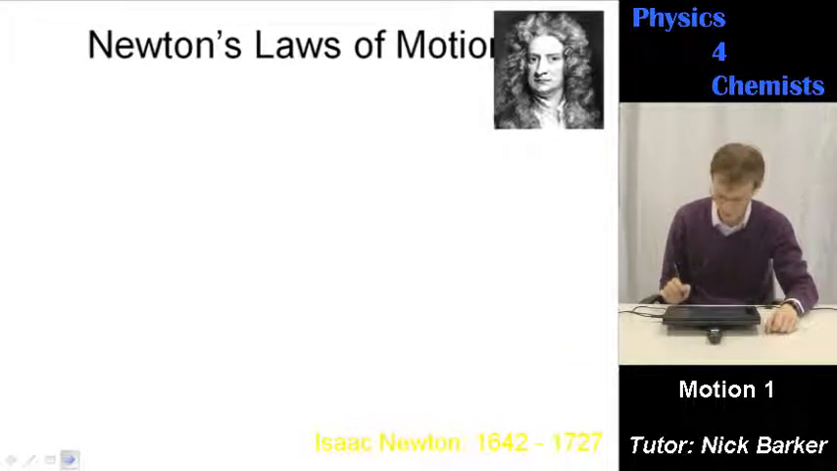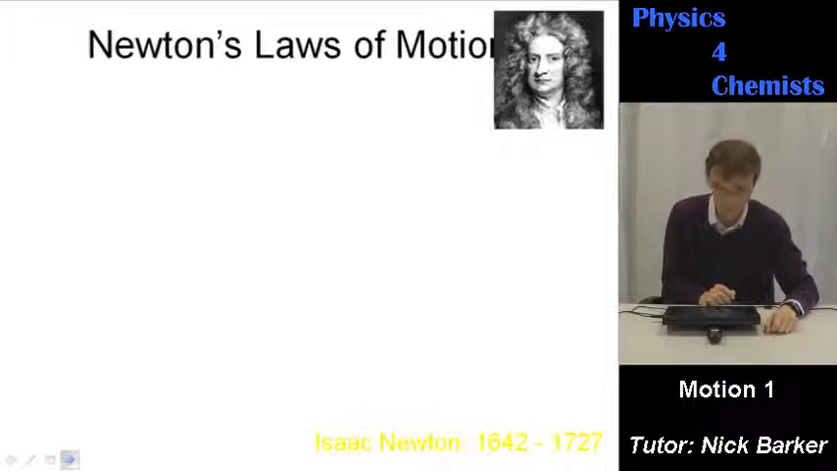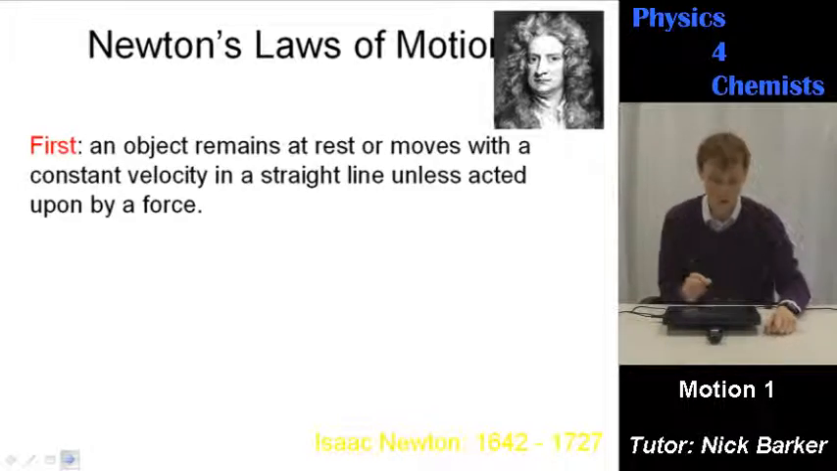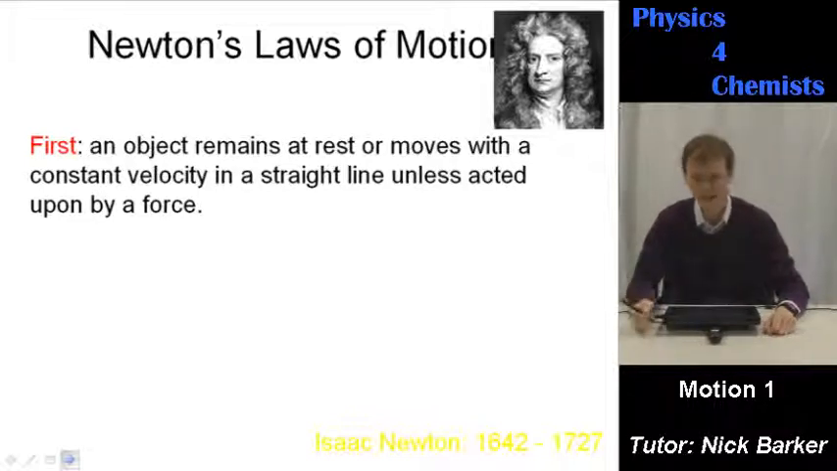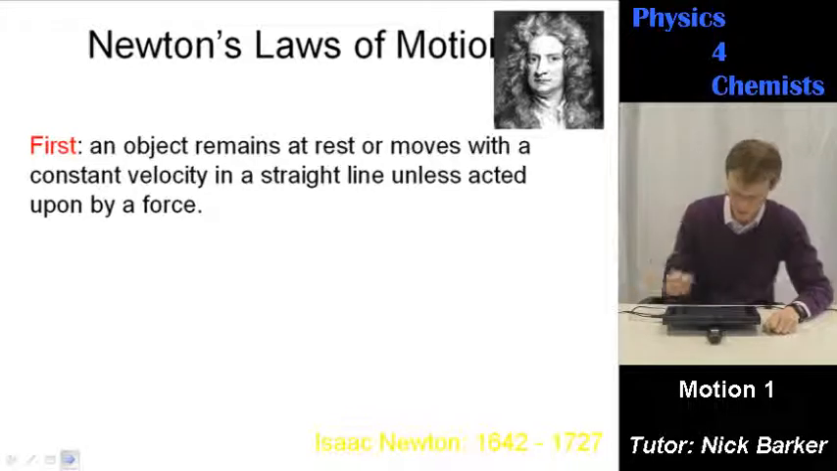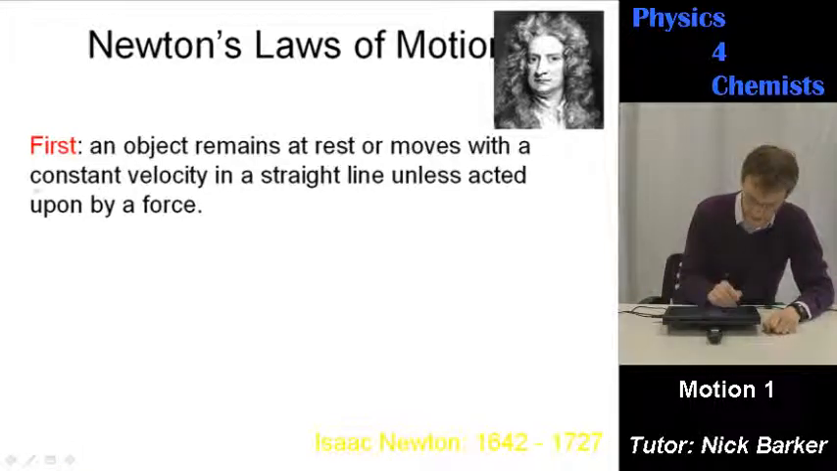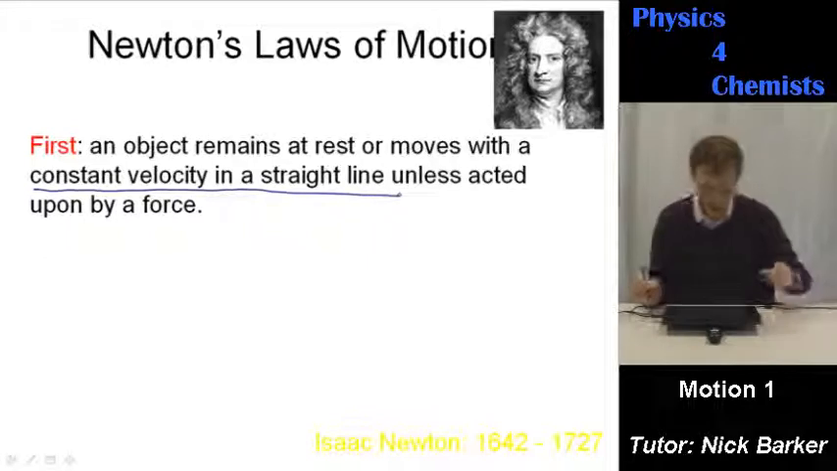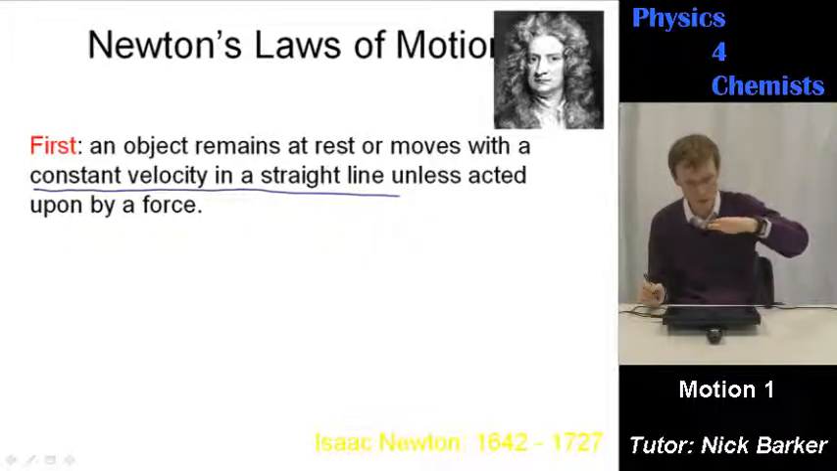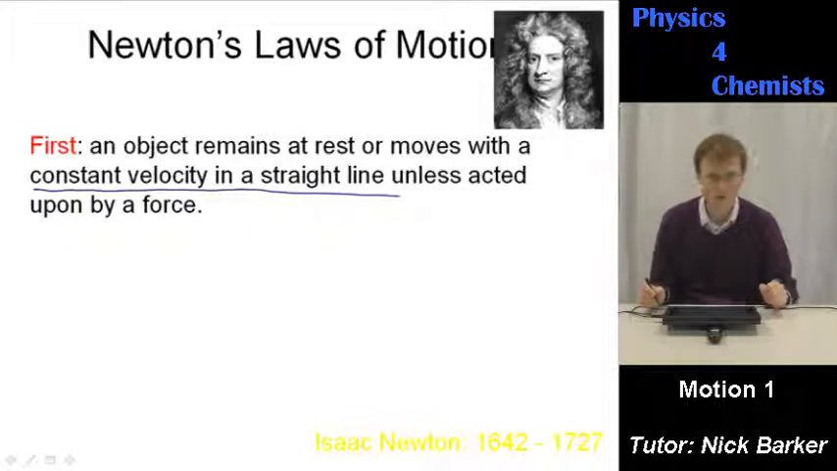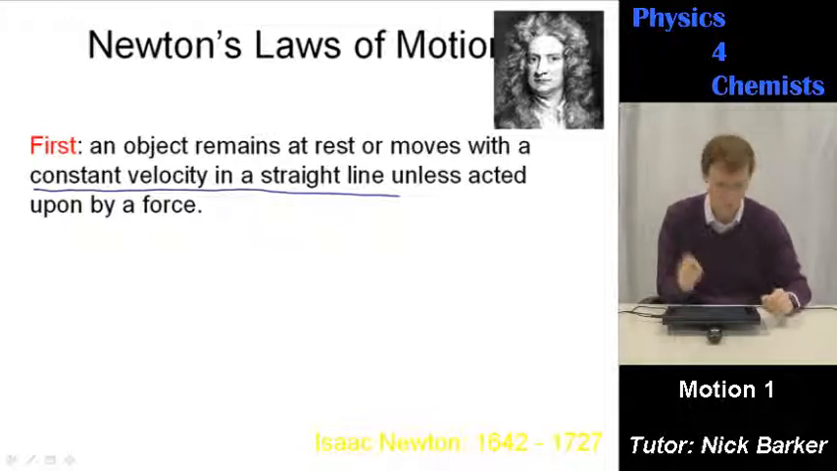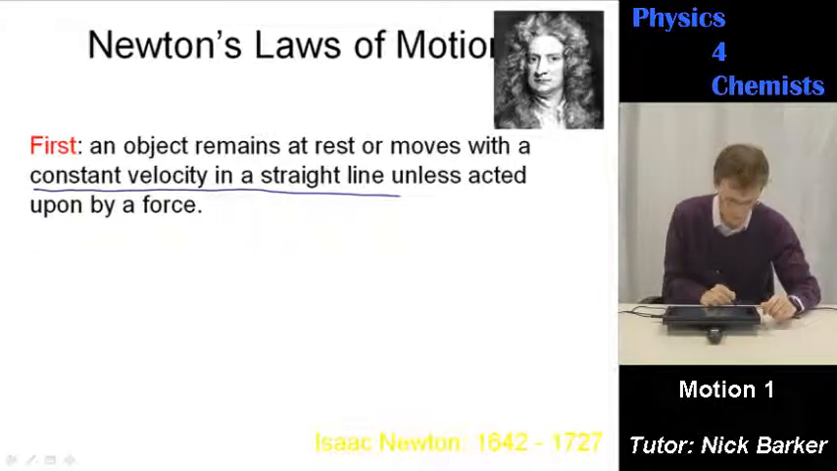Newton's laws of motion. Isaac Newton, 1642 to 1727, if not the nicest man who's ever lived, perhaps one of the cleverest. His first law of motion: an object remains at rest or moves with a constant velocity in a straight line unless acted upon by a force. An external resultant force, if you really want all the words. This is the bit that is worth drawing to your attention. An object moves with a constant velocity in a straight line unless acted upon by a force. So we don't think of things continuing to move forever, but they would if it wasn't for frictional forces like air resistance, for example.